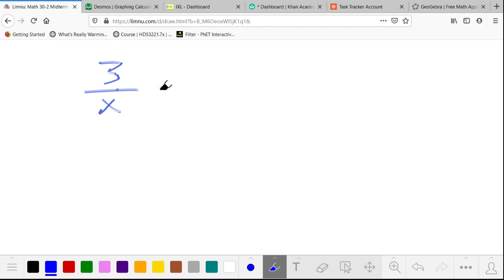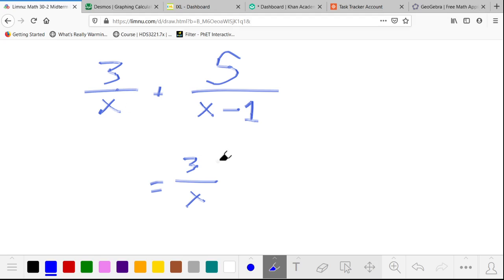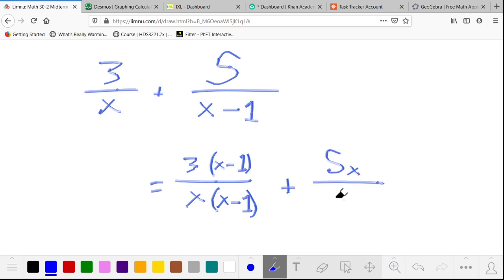So if you have 3 over x plus 5 over x minus 1, what do we get? How do we solve this? First, we multiply both denominators on each side, like the whole equation on each side. Yeah, the first thing we have to do is put them over a common denominator. So this 3 over x gets multiplied by the other denominator on top and bottom, and the 5 over x minus 1 gets multiplied by x on top and bottom.